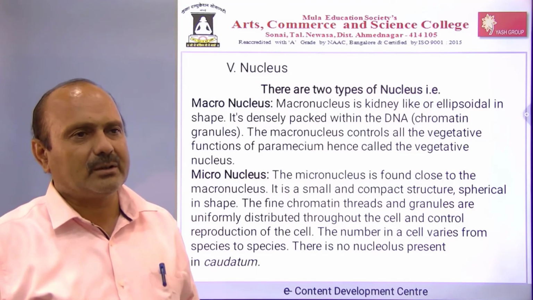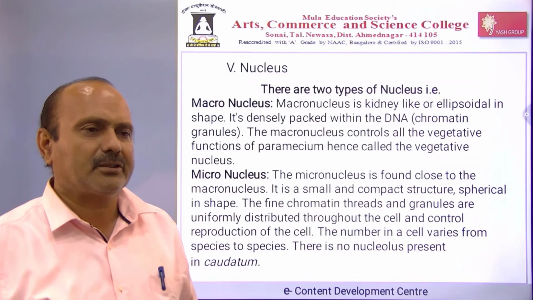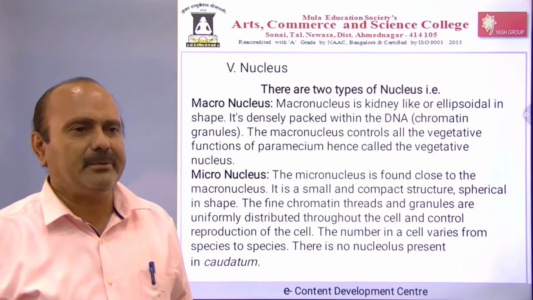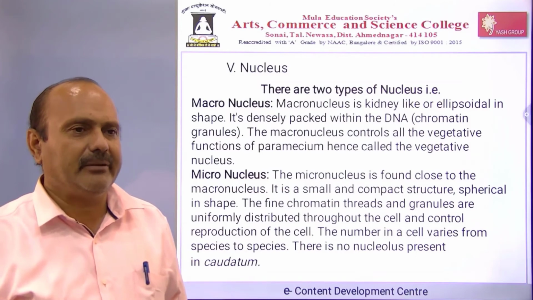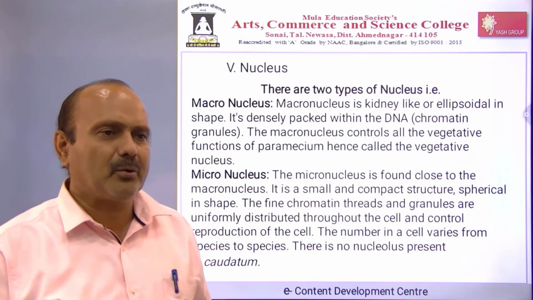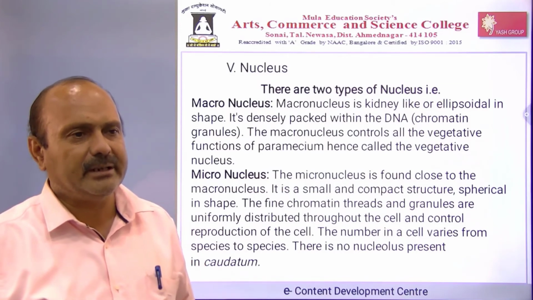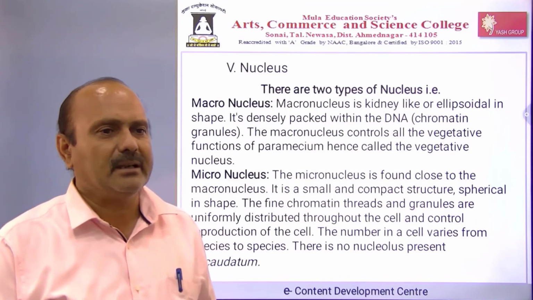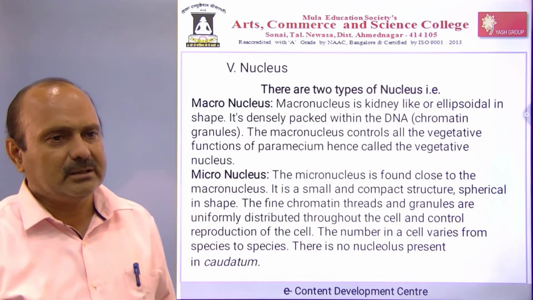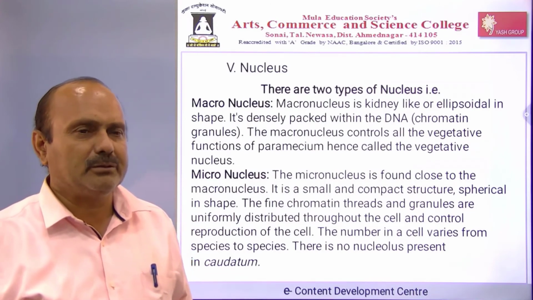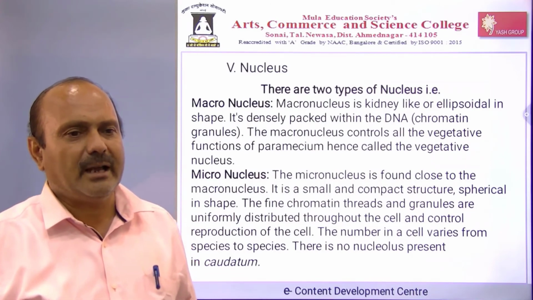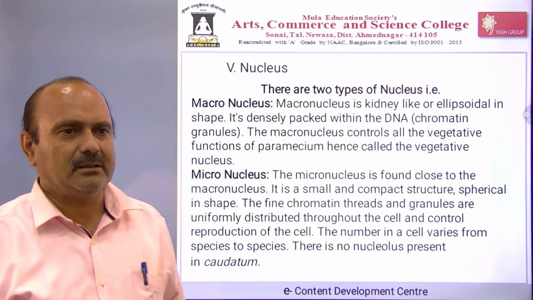The same condition occurs in the asexual reproduction method called binary fission. During binary fission, a single animal can divide and redivide. The micronucleus of that animal divides along with the division of the animal, and hence this micronucleus plays a very important role in reproduction, which may be sexual reproduction or asexual reproduction.